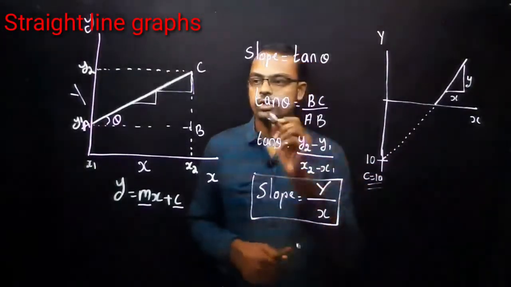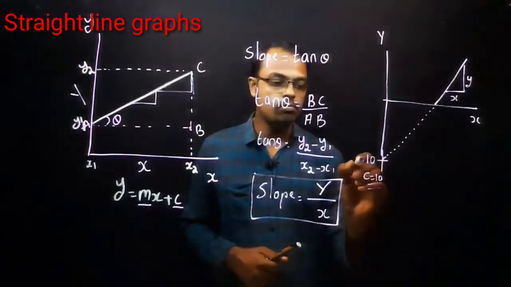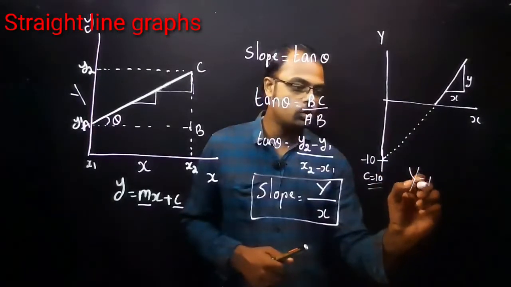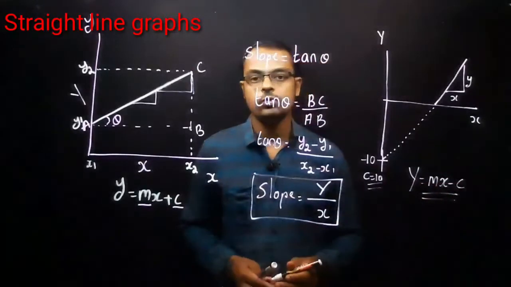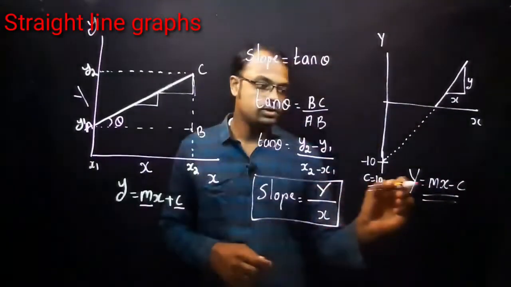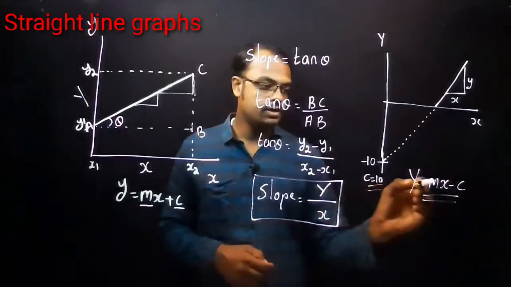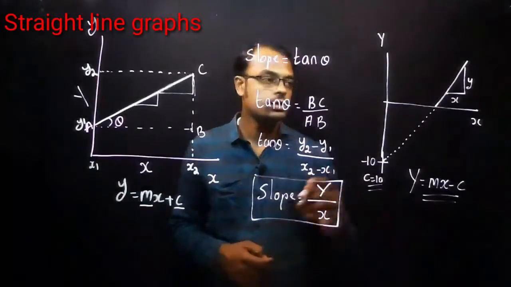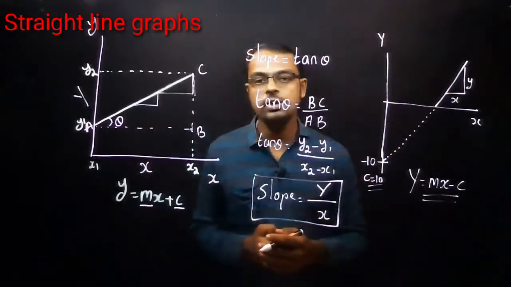Clear? So this is about the slope and y-intercept. Here c becomes minus 10. That's why the general equation of this graph is y is equal to mx minus c. So here the intercept is minus c and there the intercept is plus c, and in both equations m is called the slope of the graph. So in this straight line graph, the slope will be constant.